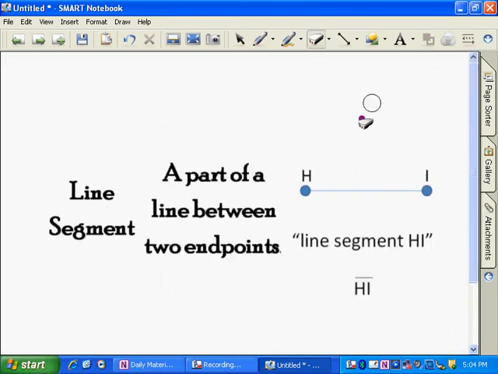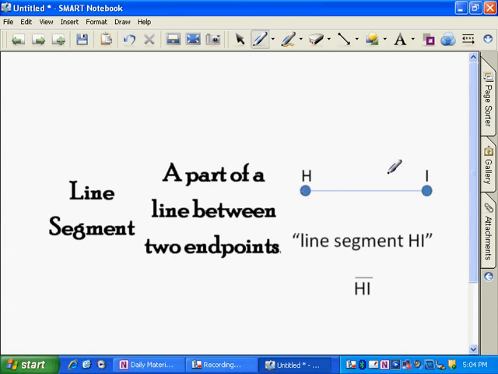A line segment is a part of a line between 2 endpoints. You can think of it as a chunk of a line, and it's got the endpoints that show where it stops. Endpoints mean they do not keep going. Yes, they are points, but more specifically, they're endpoints. There's nothing going past either of these points.